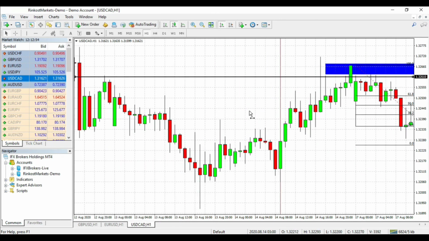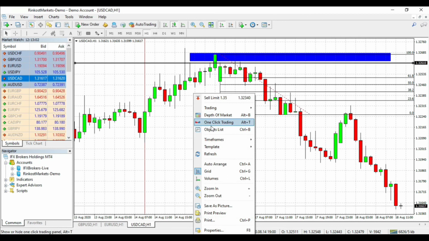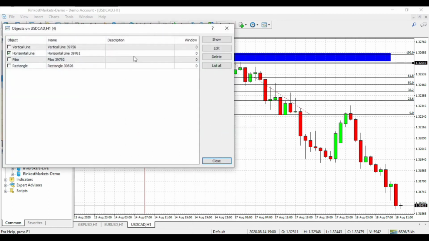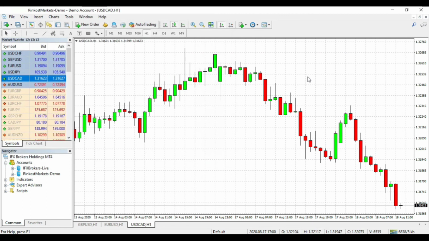market wherever you like. And then to get rid of all of these technical tools, you just right click, go to object list over here, and then select the specific technical tool that you want to delete. I'm just going to clear all of them, and as you can see, your chart is now clean once more.